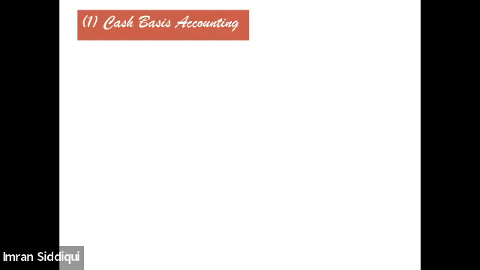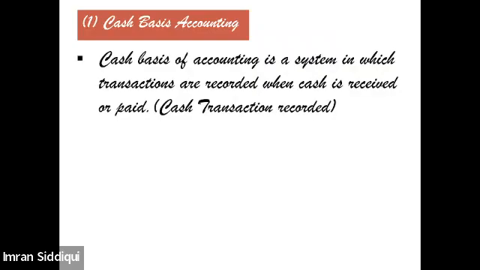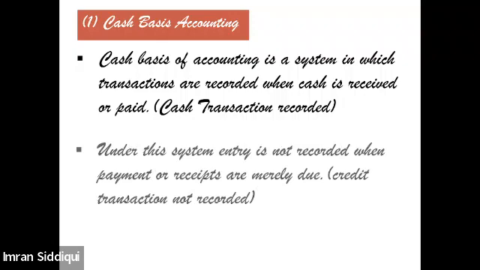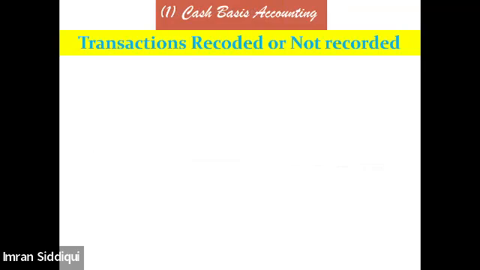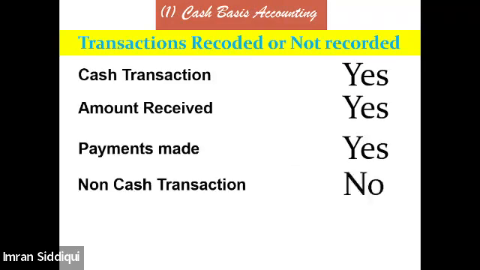While discussing cash basis accounting, I've told you that cash basis accounting is a system of accounting wherein transactions are recorded as and when the cash inflows or outflows occur. So depending upon the inflow and outflow of cash, transactions are recorded. Under this system, transactions which do not deal with the inflow or outflow of cash, like credit transactions, are not recorded.